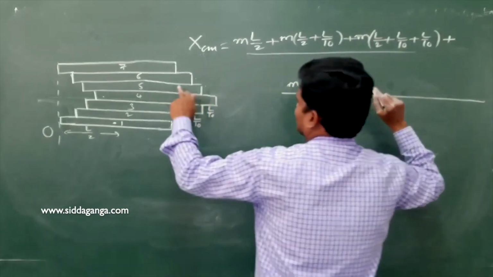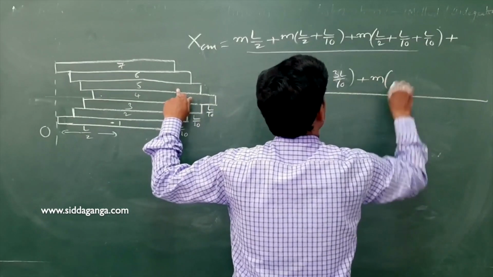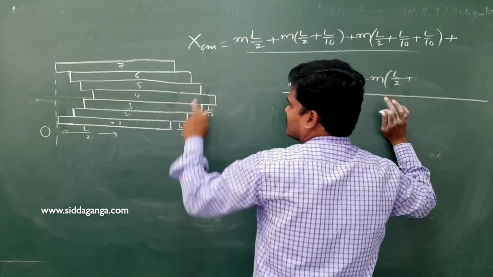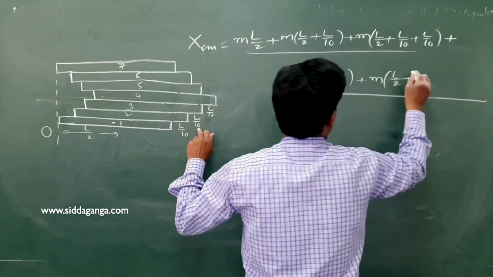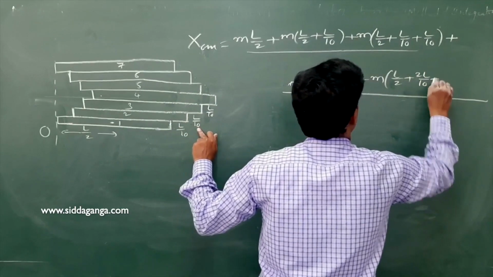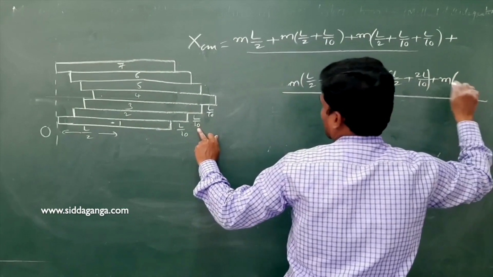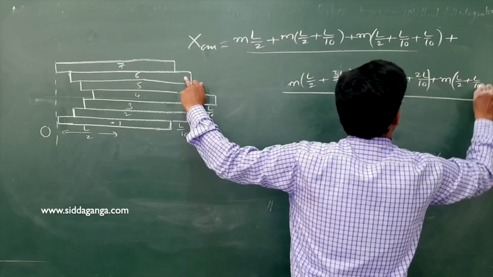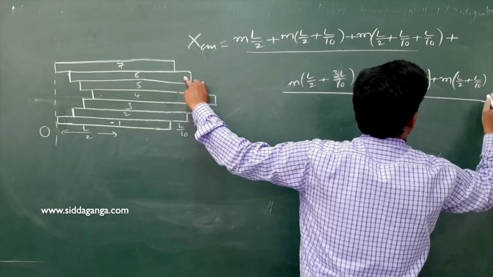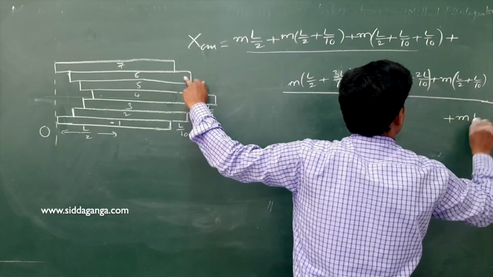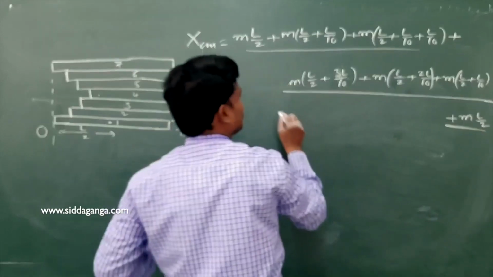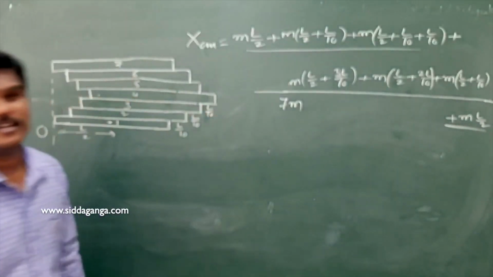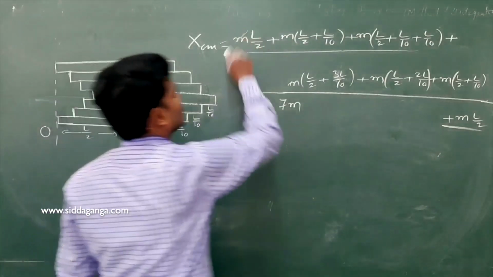Fourth completed. This one, m into L by 2, and this one is at L by 10, L by 10, so let me write directly 2 L by 10. M into this one, L by 2 and only L by 10. Now the last one, m into L by 2. Total divided by 7m. Mass anyhow gets cancelled.